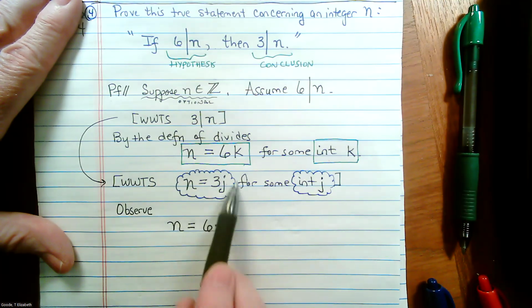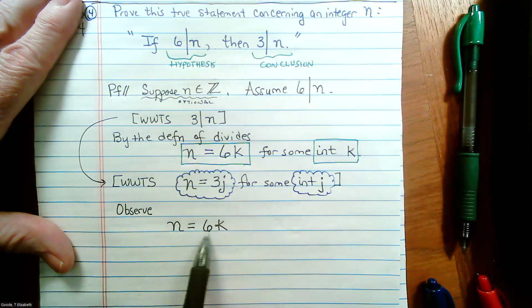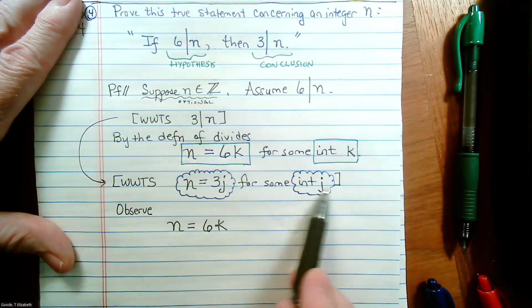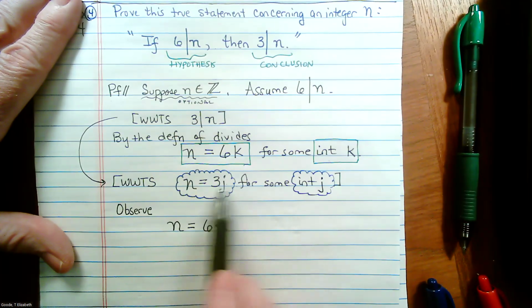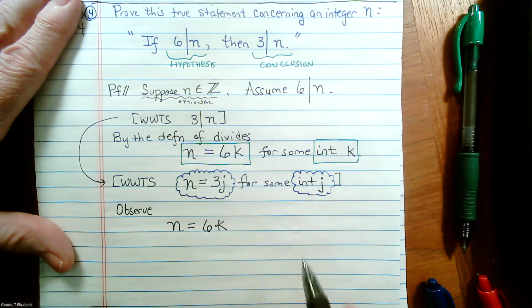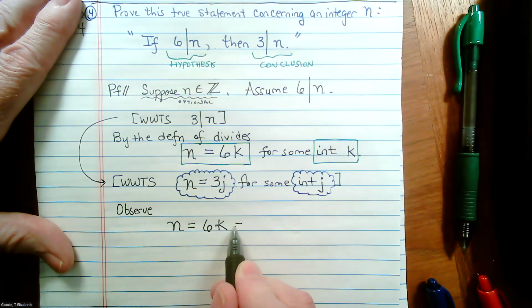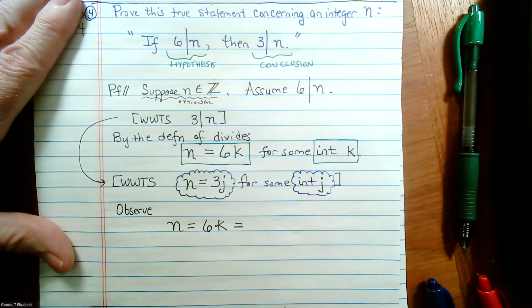Now see how seeing exactly what we need helps us get from where we're at, n equals 6K. How can we get from this to n looking like 3 times some integer j? It's not going to just be a single letter, right? We know that by now. It's going to be some kind of expression. How do we get a 3 out of this? Well, do you see a 3 lurking hidden anywhere in this expression? All right, tell me about that.